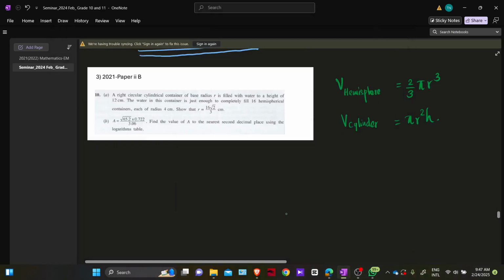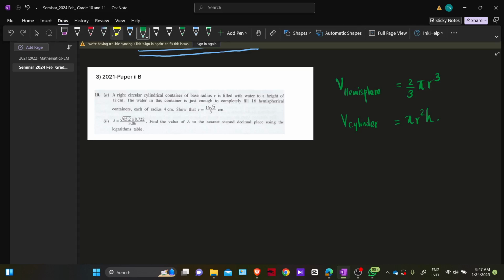Okay, let's move to the next one. Now I have given you the formulae of the volume of a sphere as well as the volume of a cylinder in terms of R and H. They say there's a cylinder where the radius is R and the height is 12, right? You need to think about the water volume. Yes, the water in this container is just enough to completely fill 16 hemispherical containers. What do you mean by that?